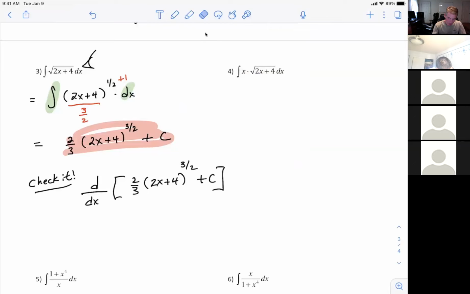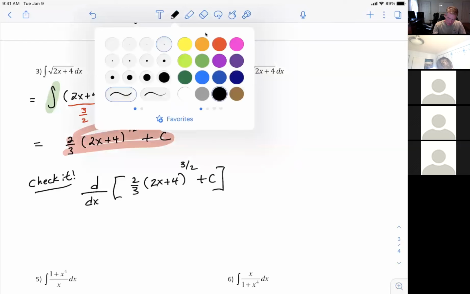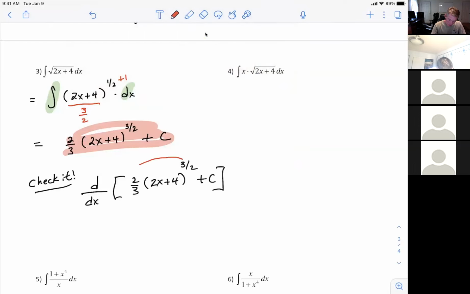Okay, so for the derivative, use the power rule. So the 3/2 goes in front, and then subtract 1 from the exponent. Well, that 3/2 and the 2/3, they're actually going to cancel each other out completely. Then there's going to be the 2x plus 4. And for the exponent, 3/2 minus 1 is 1/2. And the derivative of c is 0.